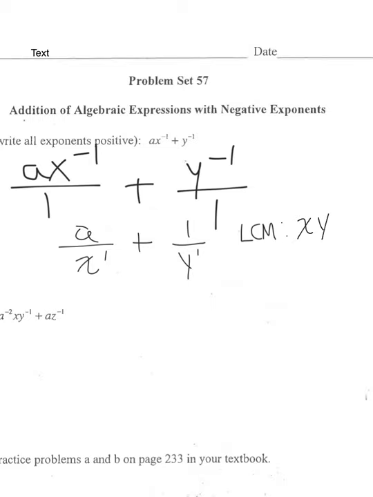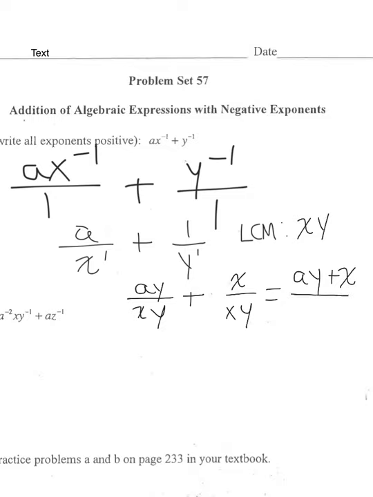So a over x, if we multiply top and bottom by y, we get ay over xy. And when we change the 1 over y to the first, we'd have to multiply top and bottom by x. So we'd end up with x over xy. And so now we can just add the numerators as we would with any other fraction set. Ay plus x all over xy.